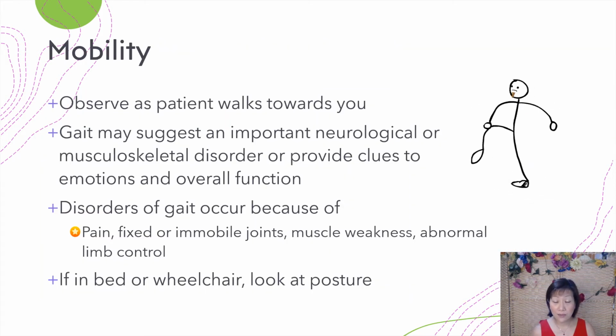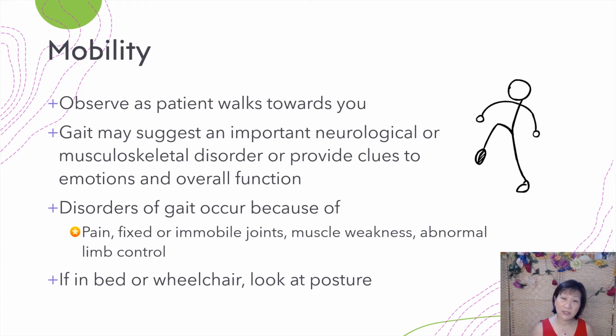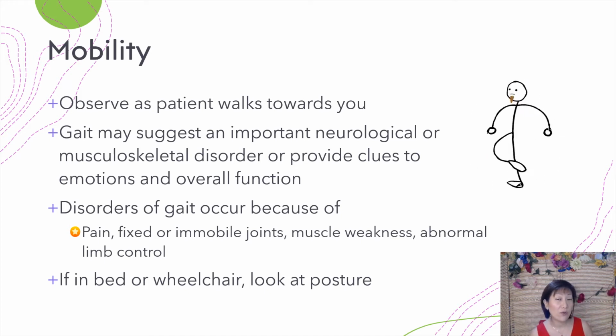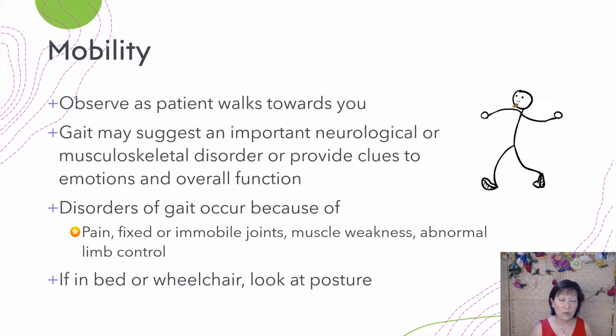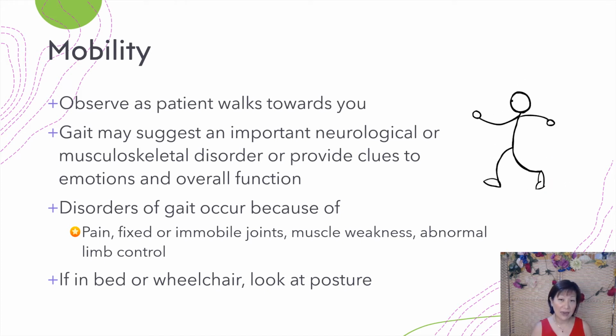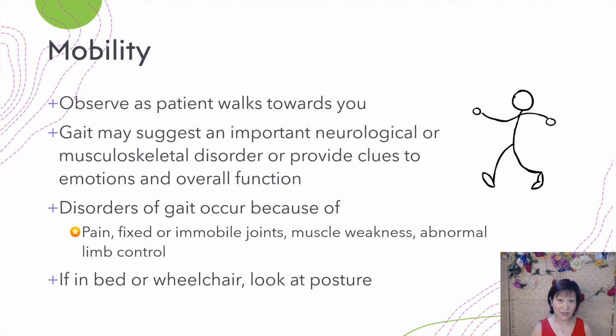So what is it that we're referring to when we talk about mobility, right? When the person walks towards you, particularly when they open that clinic door and they're heading towards you, observe the person as they walk towards you, and you can tell what their gait is like, whether there's controlled muscular strength, or sometimes when they're in pain, they tend to favor the leg that is in pain. And this gait may be an important neurological musculoskeletal disorder or provide clues to you on emotions and overall function.